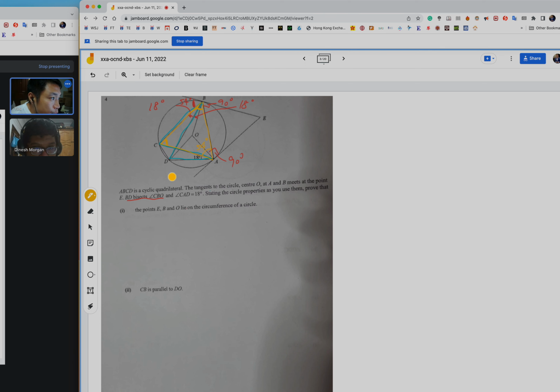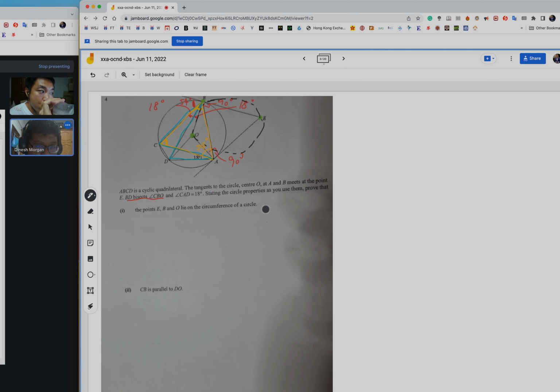What else? What does it say? Stating the circle property used, then prove that E, B, O, what's EBO? That's the first question. Where's O? They lie on the circumference of a circle, right? Meaning if we create another circle, this point should lie in the circle. That's what they try to mean.